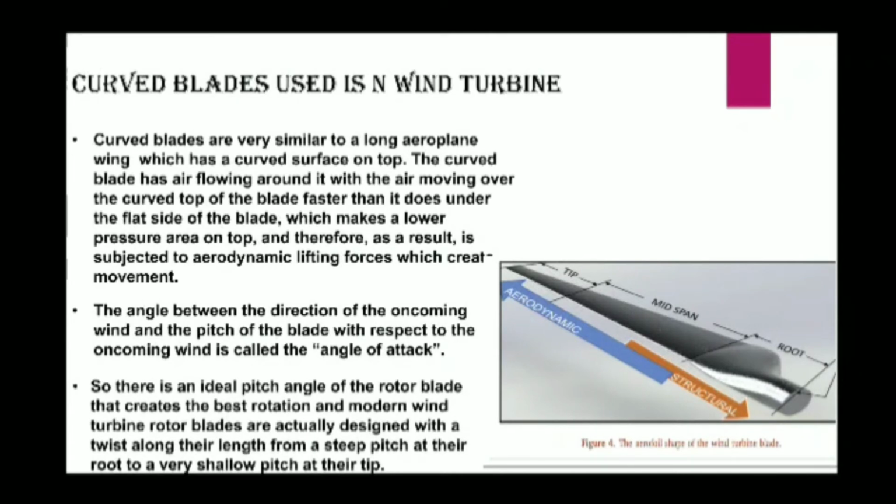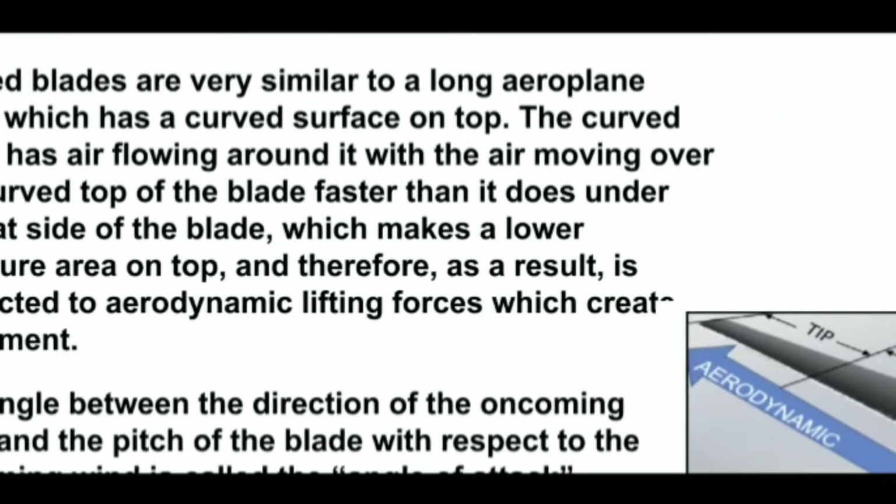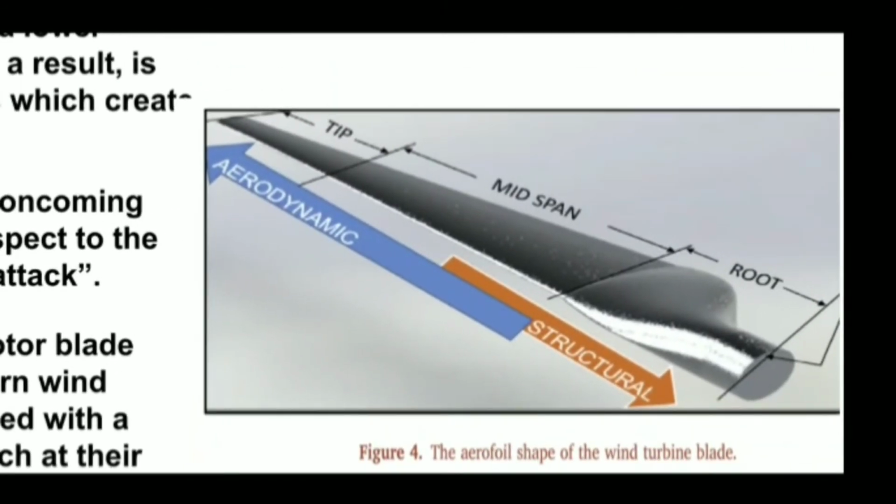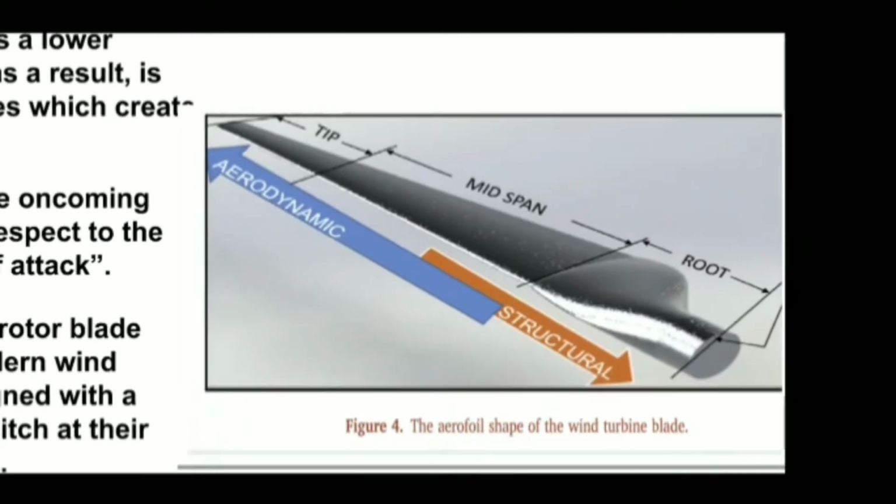So there is an ideal pitch angle of the rotor that creates the best rotation, and the modern wind turbine rotor blades are actually designed with a twist along their length, from a steep pitch at their root to a very shallow pitch at their tip as shown in the figure. The starting part is the tip, the middle part is the midspan, and the root part is the root. Aerodynamic, structural.